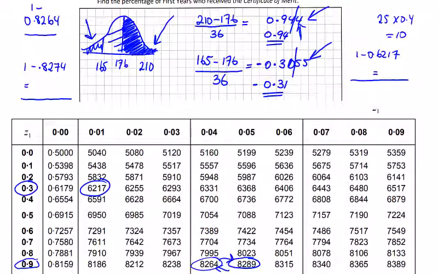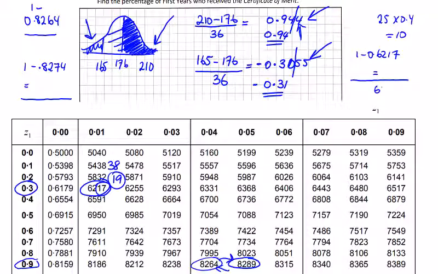And if we were accurate, 0.30 is at 6179. From 79 to 17, that's a jump of 38. So halfway will be a jump of 19. So 79 plus 19, we're going to get to 98. So 6198.